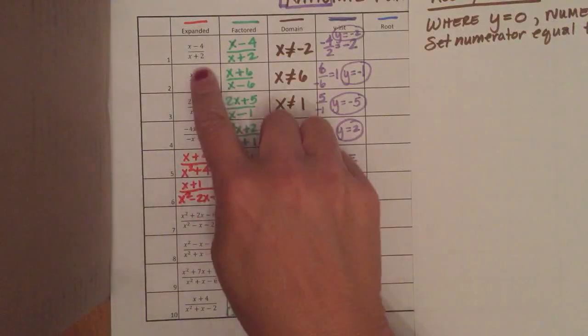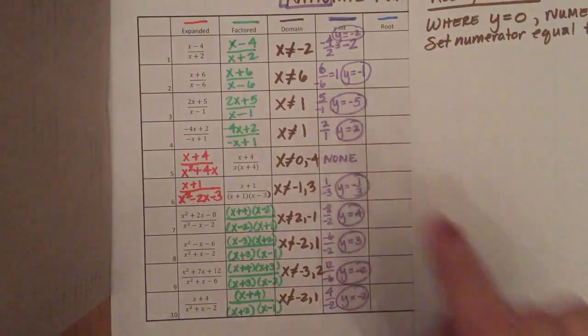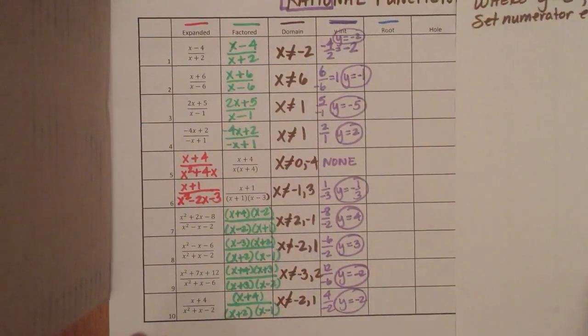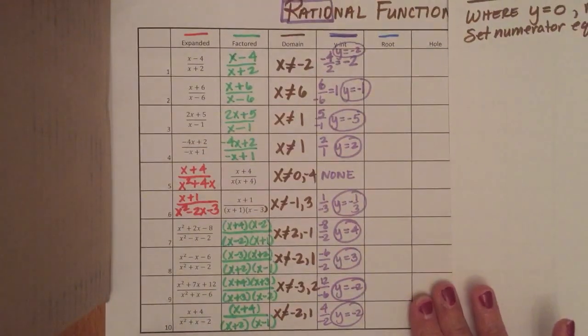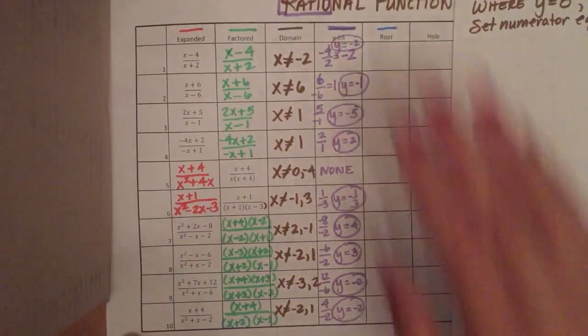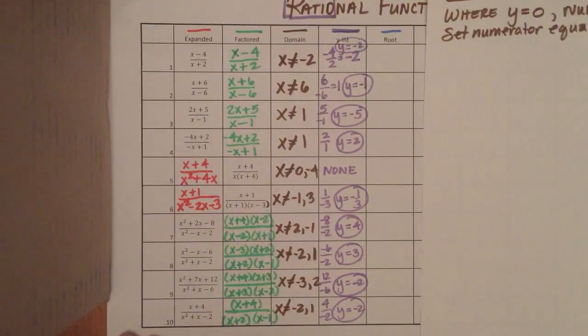So we've done expanded form, factored form, the domain, the y-intercept. Now we're going to look at the roots of the rational function. If you remember back from quadratics, roots are your zeros. It's where you're going to cross the x-axis. Those are the roots of the function.